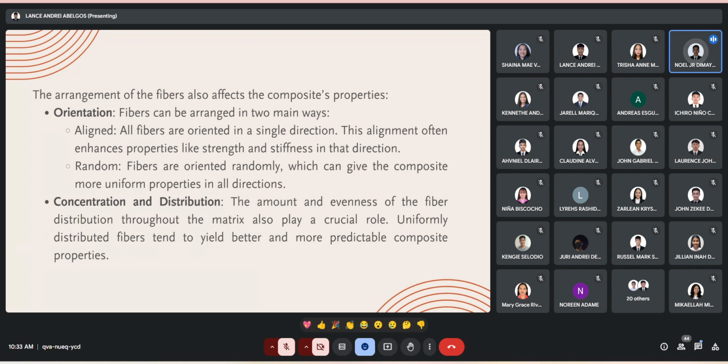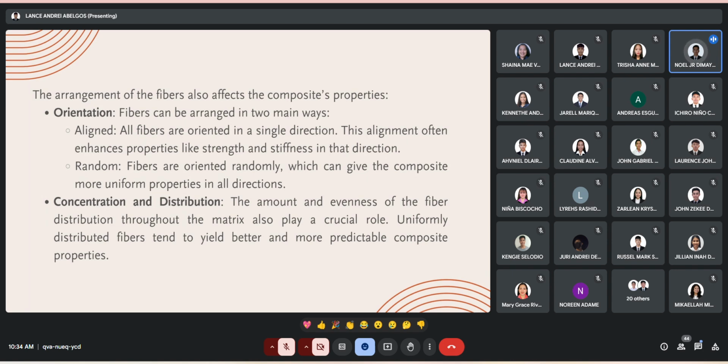In aligned fibers, the fibers are oriented in a single direction, as I said. This alignment often enhances properties like strength and stiffness in that direction. Kumbaga, ang ine-enhance niya is properties ng strength and stiffness in a single direction. While in random, it is randomly oriented, which indicates more uniform properties in all directions. Since random nga siya, so in all directions yung parang orient niya.